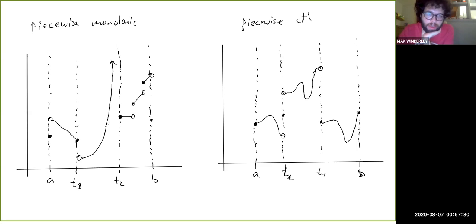And then also they can have discontinuities in the middle of these intervals too. So this piece, it's discontinuous at points in between T2 and B, but it's monotonic, which is what matters. So yeah, this is a piecewise monotonic function.